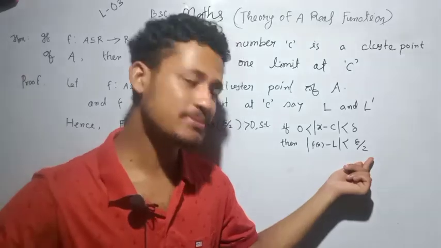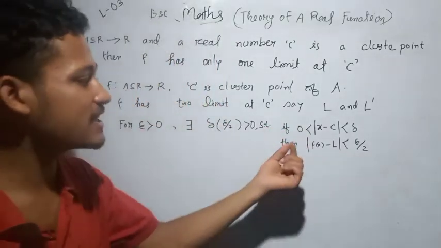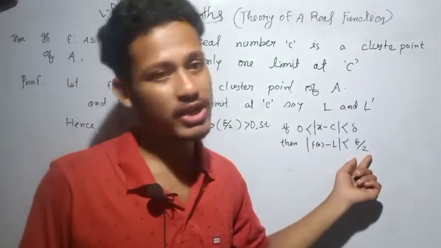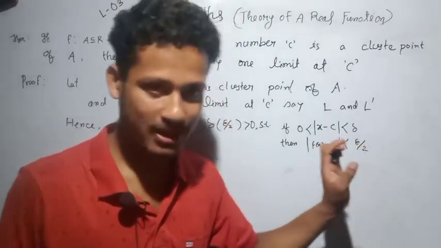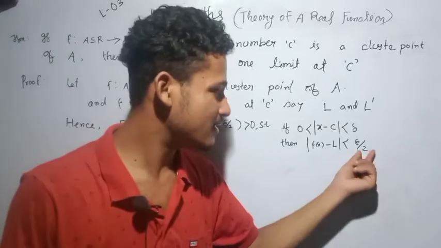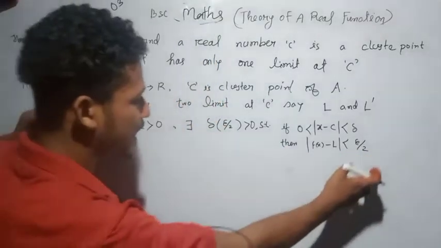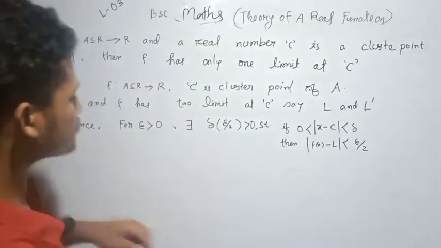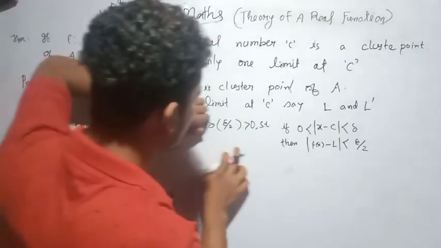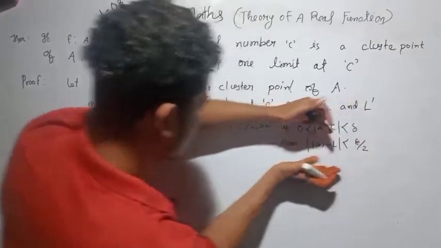We can also write epsilon by 2. If epsilon is greater than 0, epsilon by 2 is also greater than 0. It is a positive number, however small or however large it may be. This comes from my lecture number 2. If you have watched my lecture number 2, then you can write this construction.